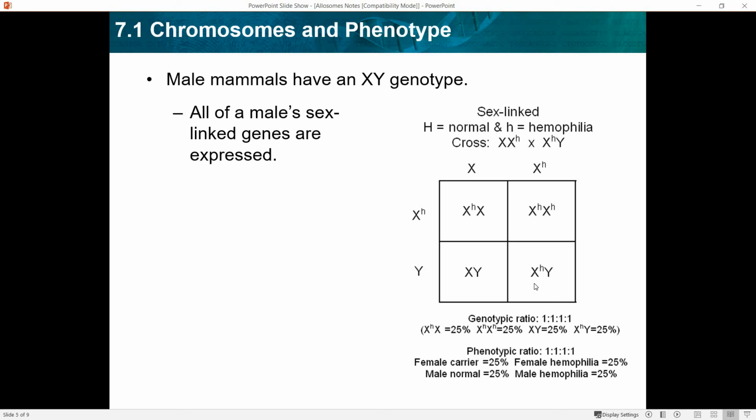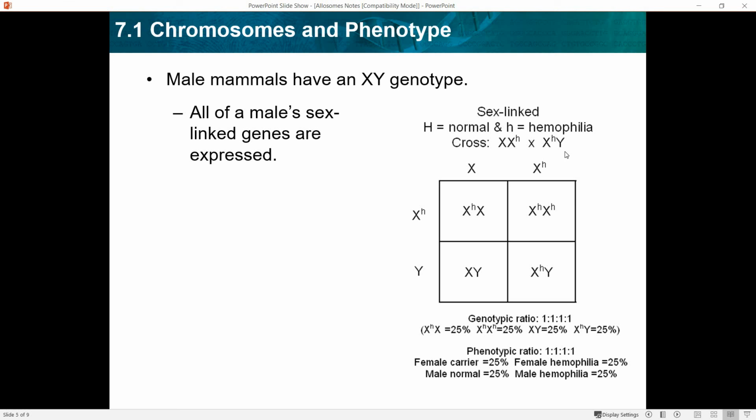And the main difference that you need to know is that females are called a carrier if they have one, because, unlike a non-sex-linked disorder, something like Molly, both of Molly's parents had to have her form of blindness in order to pass it on to her. Even though they were heterozygous, they both had to have that recessive allele.